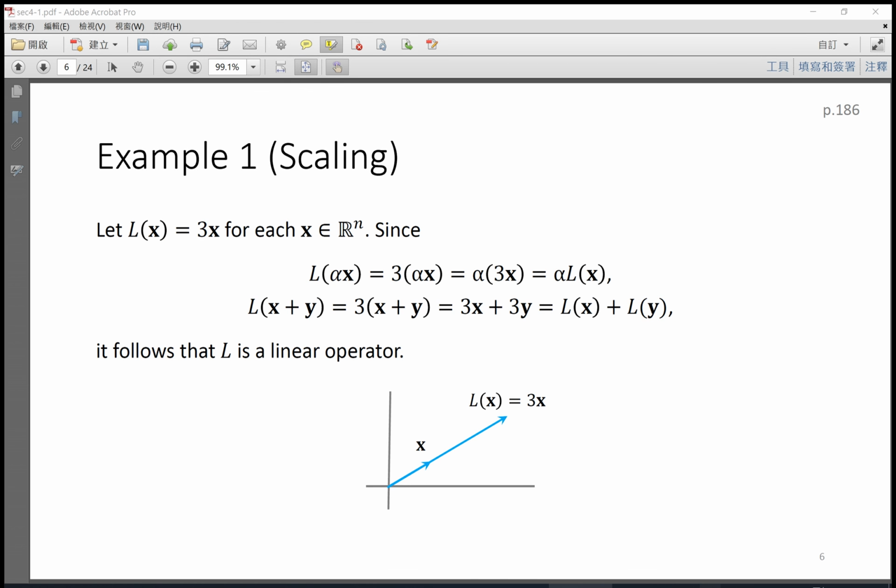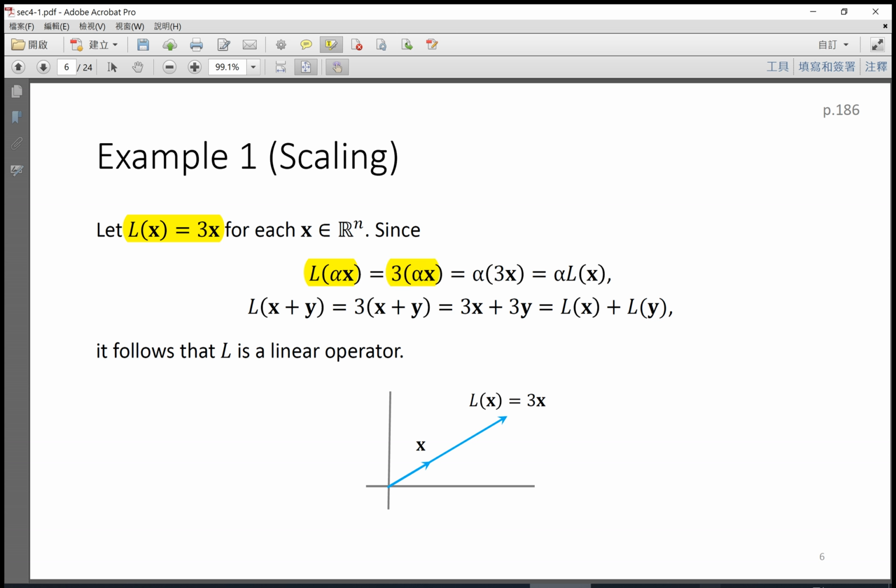We use example 1 to illustrate the linear transformation. Define a mapping L as L(x) = 3x for each x in Rn. We will show L satisfies both the homogeneity property and the additivity property. To prove L satisfies the homogeneity property, we consider L(αx). By definition of L, this equals 3αx.